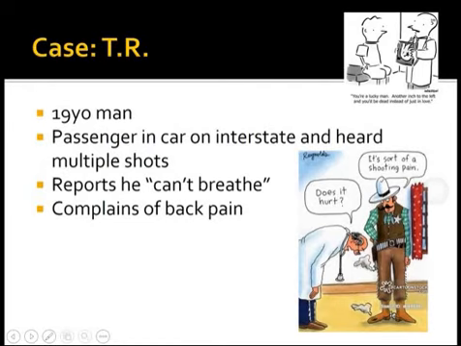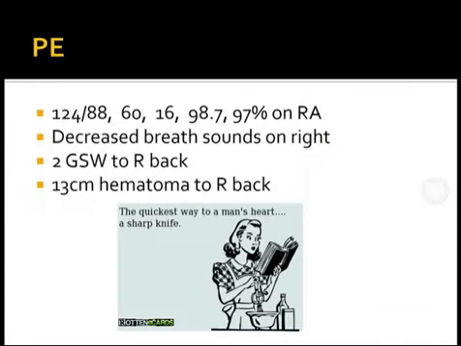Okay, so this is a real life case of a lovely, lovely human who was a 19-year-old gentleman who was the passenger in a car on the interstate who heard multiple shots and told first responders that he couldn't breathe, and he had a bunch of back pain. So when he showed up to us, these are his vital signs. How do you feel about them? Feel good about them? But he just told you he can't breathe.